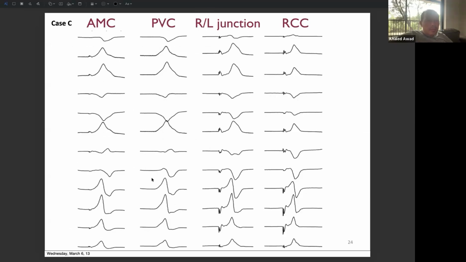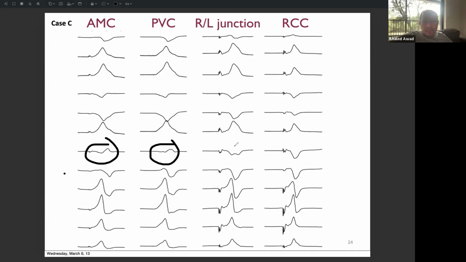Let's talk about this a little bit more and apply it to some other PVCs or VT. You can see the QR pattern in V1 in the AMC, the aortomitral continuity. Aortomitral continuity is usually an endocardial PVC or endocardial VT when it happens. You can see a pace map of that relative to the PVC itself. You can see the aortomitral continuity was just a little different.